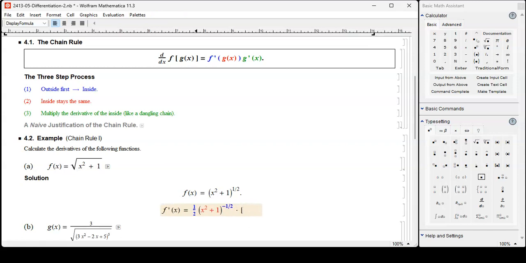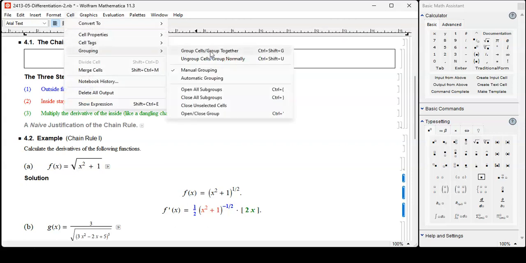We have to multiply the derivative of the inside. What's the derivative of the inside here in this case? 2x. And let's highlight that in green. That completes the problem. What do you think? Simple enough?